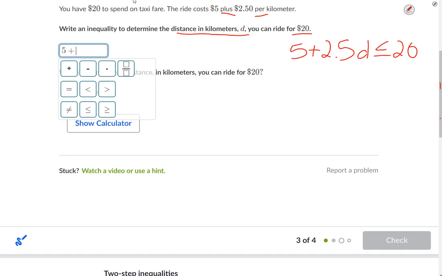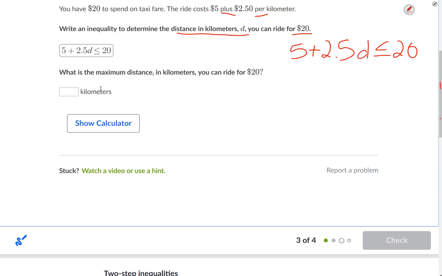5 plus, you can write 2.50, but 2.5 is the same thing. D less than or equal to 20. And if you've done Khan Academy before, you know that they have a limited amount of problems. So if you actually write these down, you might get the exact same ones, and I might just be doing your work for you. So what is the maximum distance that you can ride?